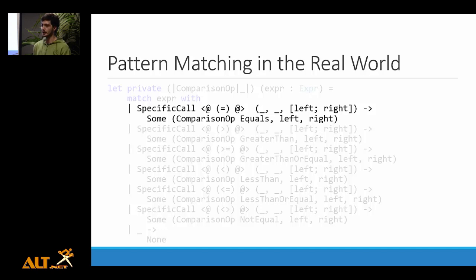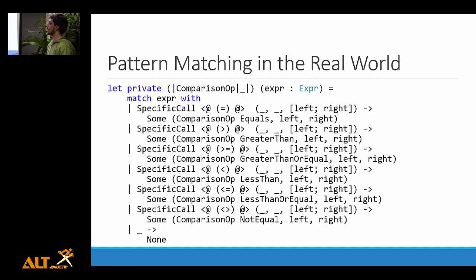Now this is a binary operator, which means that it takes 2 arguments. So what I've done here is I've matched against the two things in the list, where the first thing will be called left and the second thing will be called right. And if we match all of that, then we're basically saying that yes, this expression we have on hand is a comparison operation. It's an equals comparison operation, and here are the left and the right expressions on the left and the right of the equals operator.